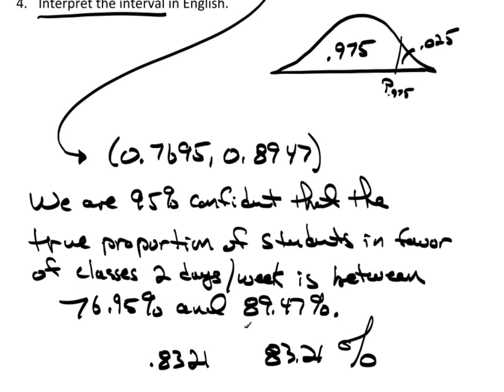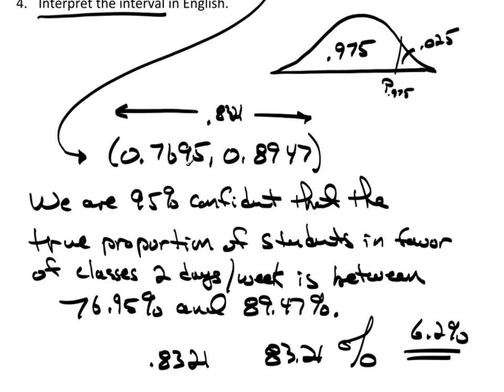If I take 89.47%, subtract from it 83.21%, I'm going to get about 6.2%. So my margin of error is actually about 6.2%. Now the key here is with this margin of error, I have my point estimate, which is right in the middle. Here's my 0.8321. When I add this 6.2%, I end up at 89.47. When I subtract it, I end up at 76.95.